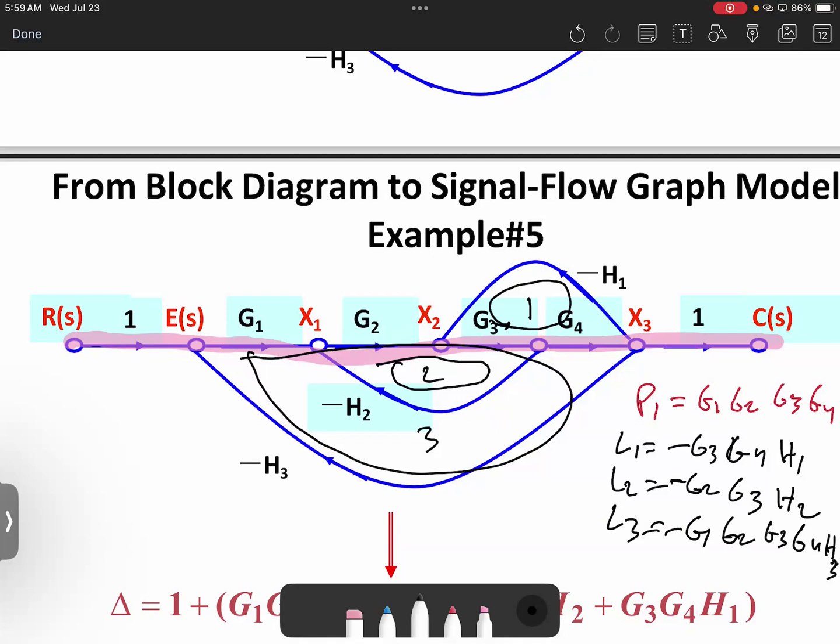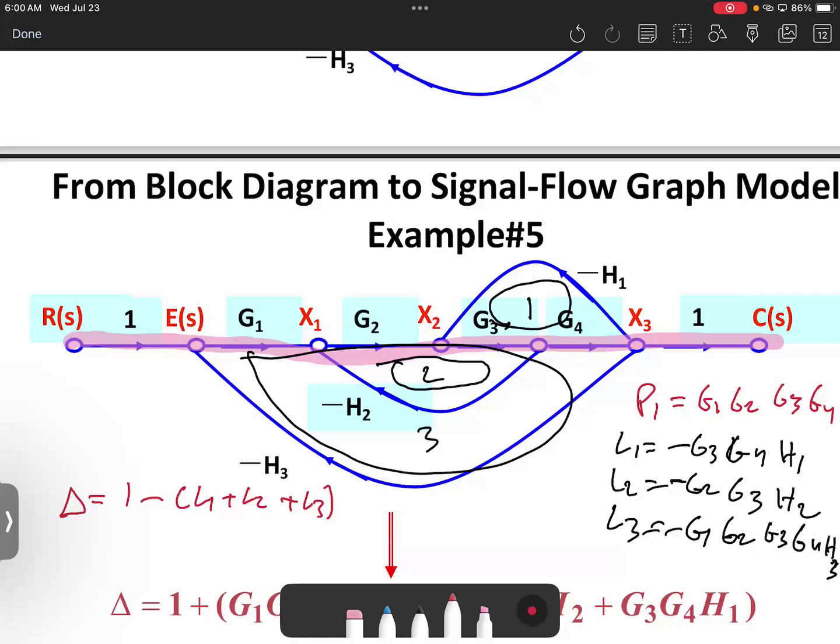How about delta? Let's calculate delta. Delta is 1 minus L1 plus L2 plus L3, then plus the products of non-touching loops. Are L1 and L2 touching? L1 and L3 touching, right? Touching. How about L2 and L3? Are those touching? Yes, so there's nothing else. L1, L2, L3, all of them are touching. Then we will stop here.